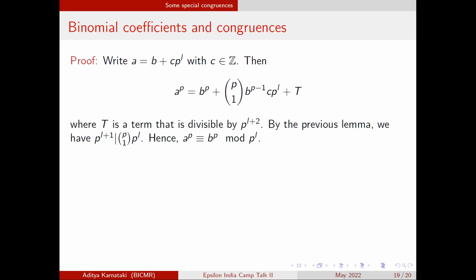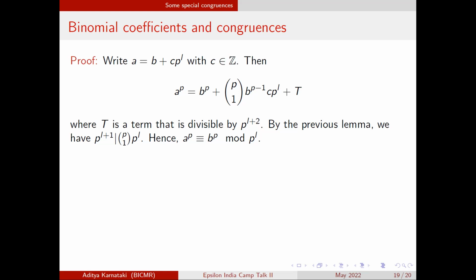And so write a is equal to b plus c times p power L for some c. That's the definition. a is congruent to b modulo p power L, so a has to be of this form. And now raise both sides to the pth power. And so you will get the binomial theorem. You will write down all terms. I'm not writing down all terms, but you will see that except the first two terms in the binomial expansion that I have written down, all the other terms will have at least a p power L plus 2 in it.